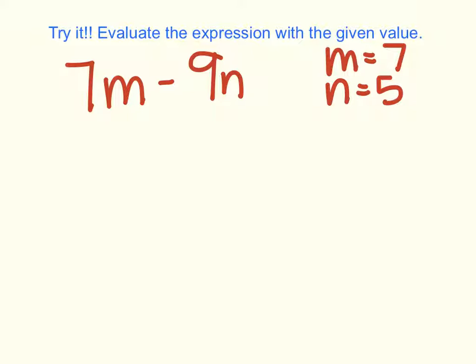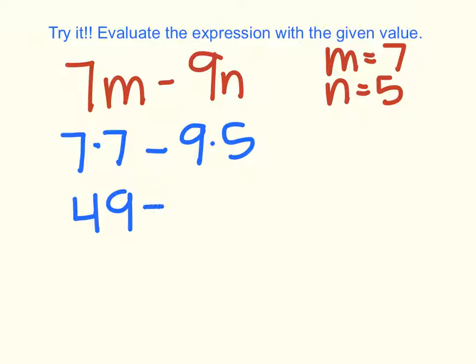Okay, so hopefully you were able to do this on your own. But what I'm going to do is substitute 7, and then m is also 7. Now remember, when these are right close to each other, it's the same as multiplying. So it's like 7 times 7 minus 9 times 5. Now I'm going to multiply first and then do my subtraction after I do all my multiplication. 7 times 7 is 49, minus 9 times 5 is 45, and then I subtract, giving me an answer of 4.